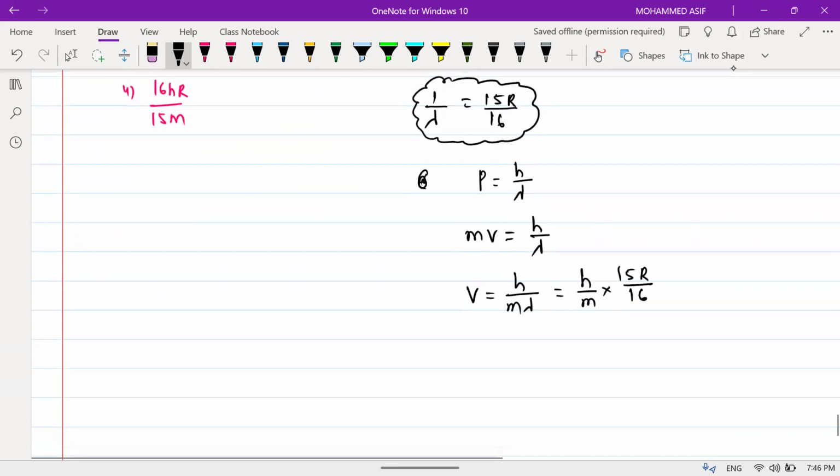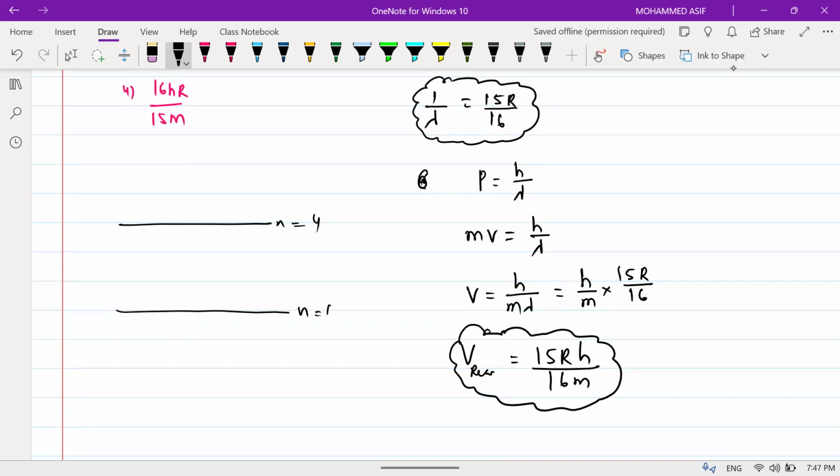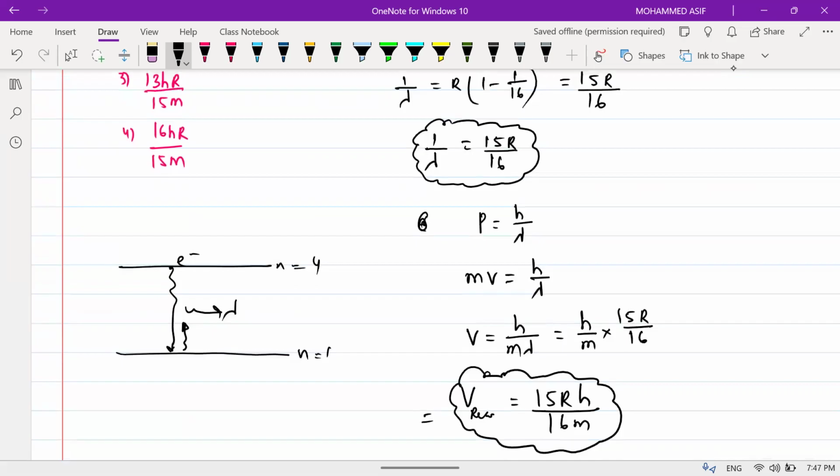So recoiling velocity of this one is given by the formula 15 R into h divided by 16 times m. This is the way we calculate the recoiling velocity when an electron is jumping from n equals 4 to n equals 1 in the form of radiation wavelength. So the moment it hits, it will recoil. We may just change the orbits, maybe from 3 to 4, 3 to 2, maybe from 5 to 2, like that. Just take that one and try to simplify the problem. Am I clear?